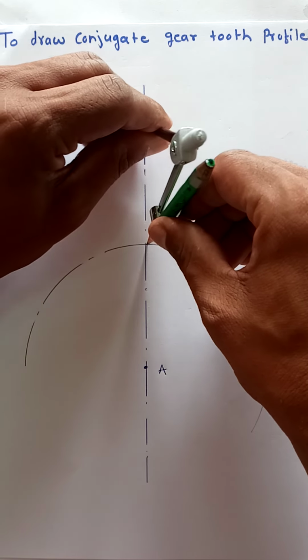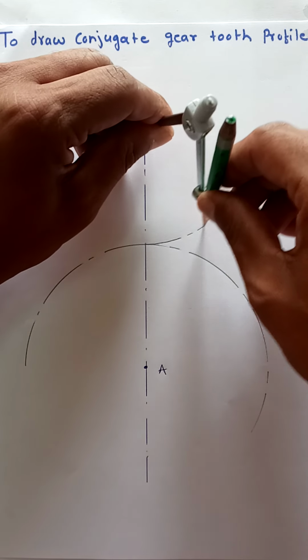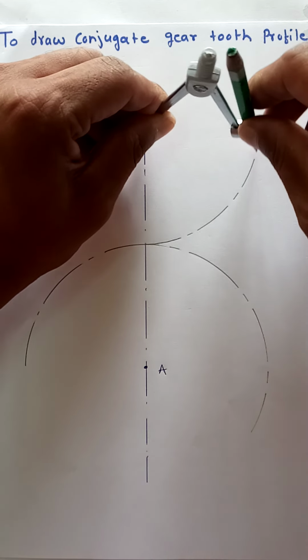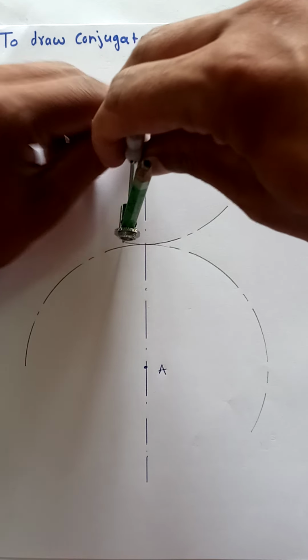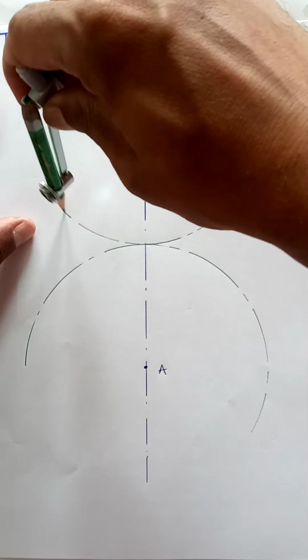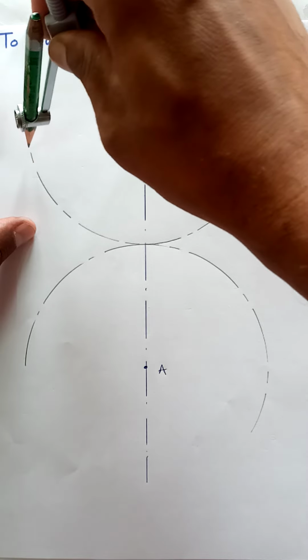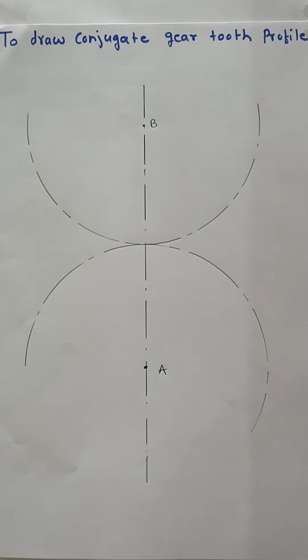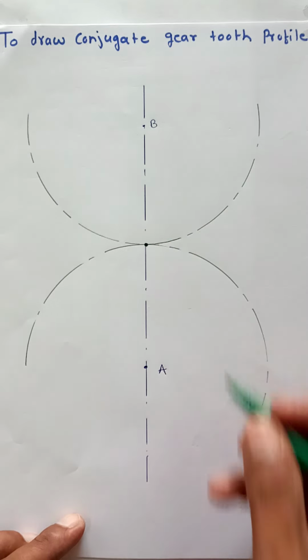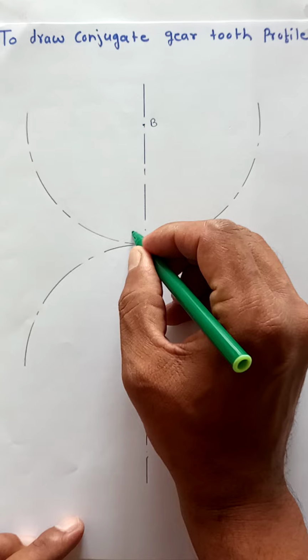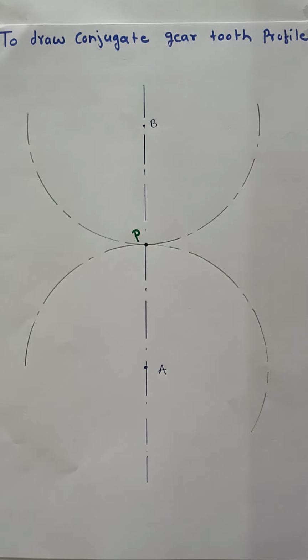Now I am drawing the pitch circle of gear 2, which is having center at B. Both these pitch circles will meet each other at point P, which lies on the center line. This point P is called the pitch point. So I have marked the pitch point P.